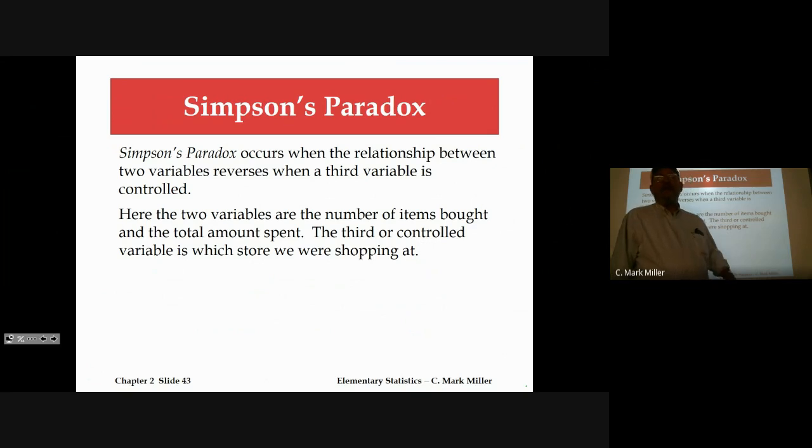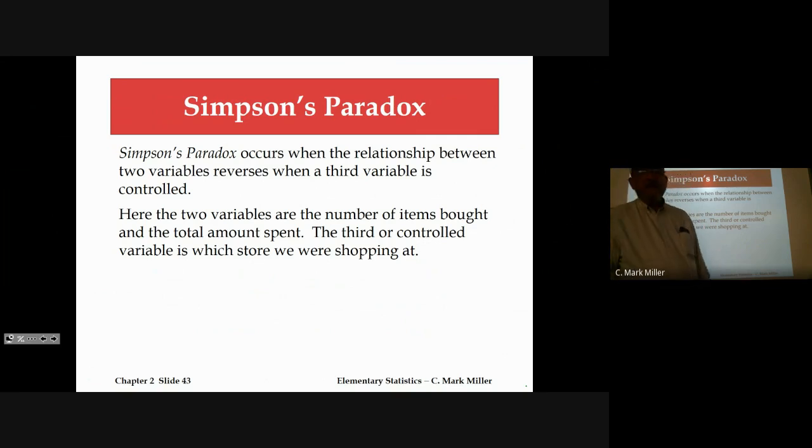You know, if the shoe store was Payless Shoes, and the clothing store was, say, Dillard's, right? I bought more items at the more expensive store. That's lesson number one. When you control for which store we're shopping at, my apparent advantage of spending less per item went away. It reversed, in fact.